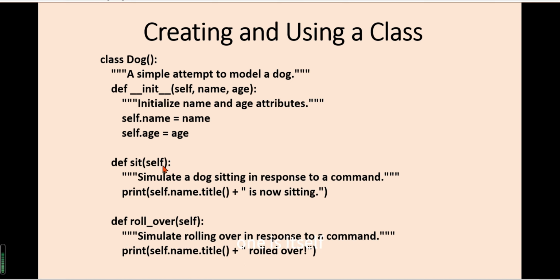One is sit. Here there is also a docstring describing what this method does. And this method is actually very easy currently: just print self.name, where name is this attribute, in title form. So let's print "this dog is now sitting", and roll over is the same. Print "this dog rolled over".